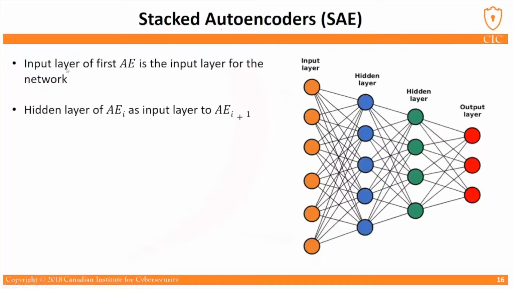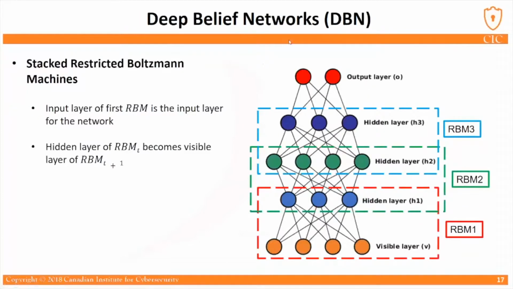in a way that the input layer of the first autoencoder becomes the input layer for the whole network, and the hidden layer of, for example, the first encoder becomes the input layer to the next autoencoder. And the deep belief network is constructed by stacking restricted Boltzmann machines, so that, for example, here we have an RBM. And for the next RBM, the hidden layer of the first RBM becomes the visible layer of the next RBM, and so on. At the top, we have the output layer.